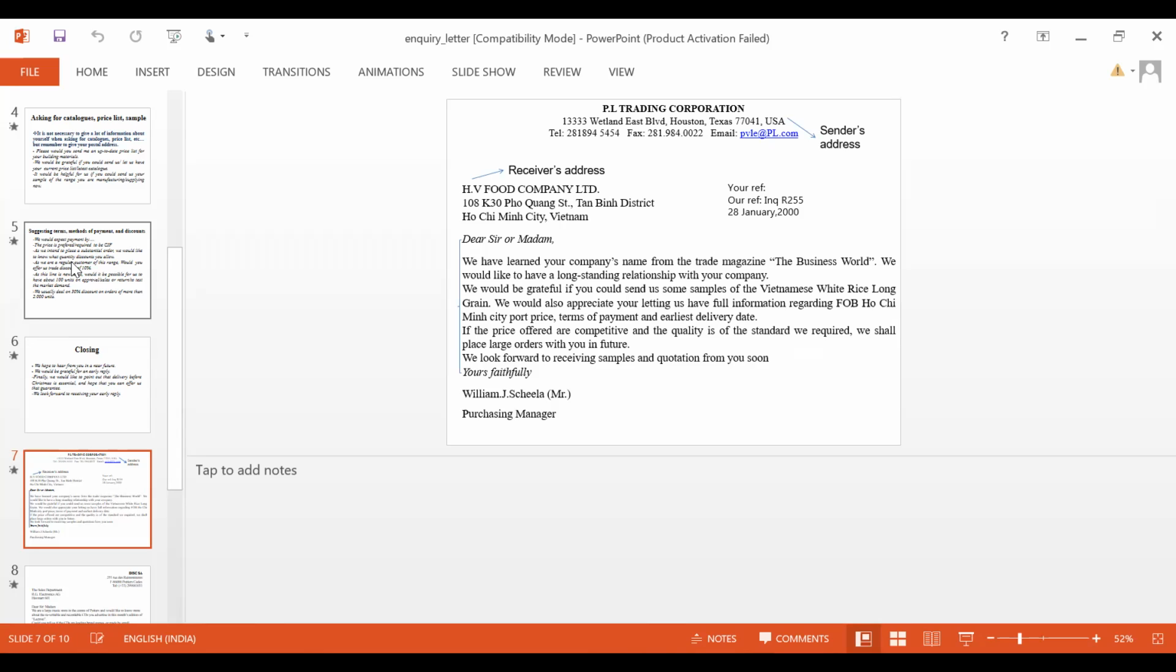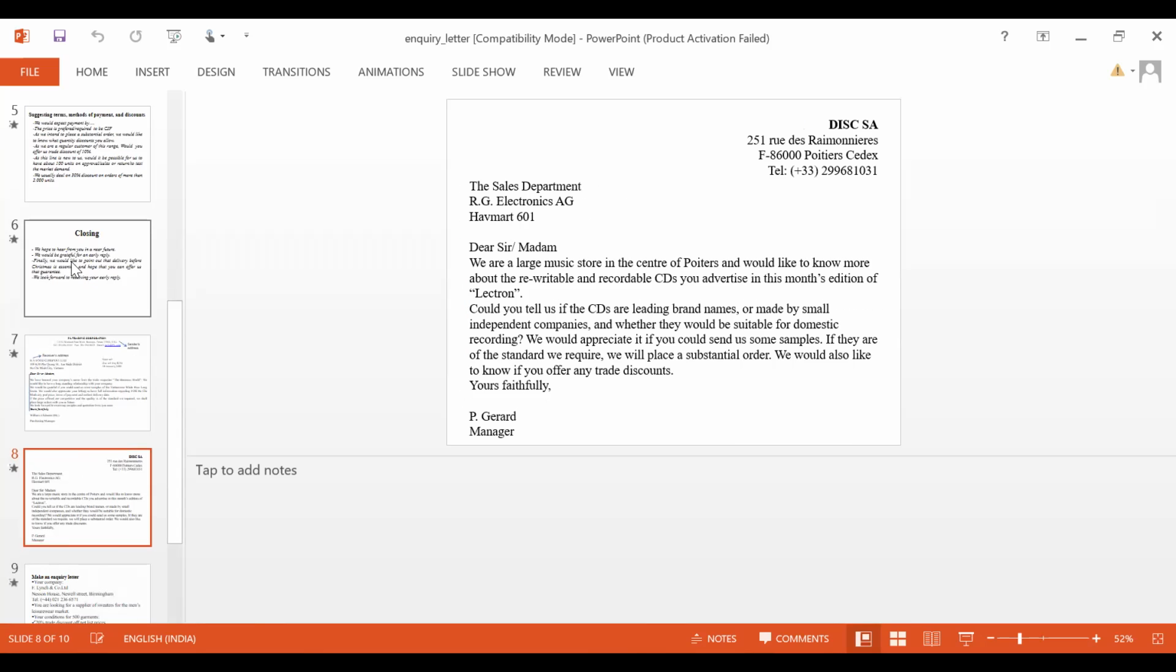So this is the inquiry. If the prices offered are competitive and the quality is of the standard we required, we shall place large orders with you in future. We look forward to receiving samples and quotations from you soon. So as you can see in this, firstly there is the introduction of the person who has written the letter, then there is inquiry regarding the sample, and then there is closing where early reply has been asked for. Yours faithfully. That's the end of the letter.